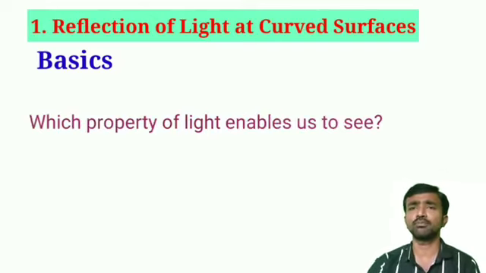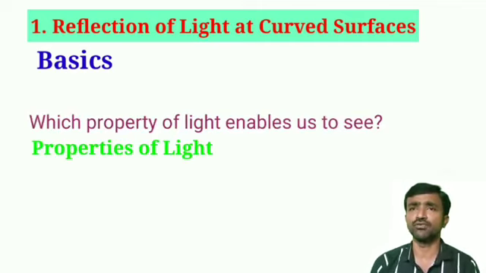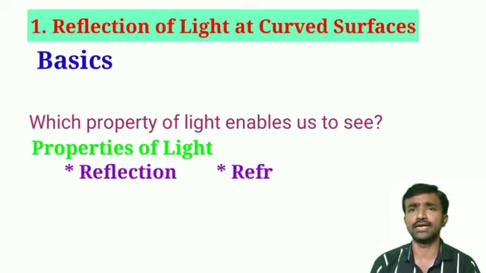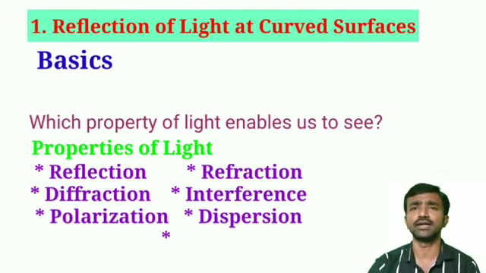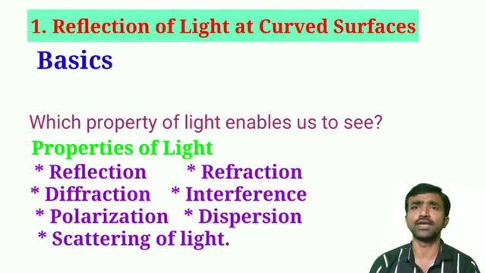Then, which property of light helps us? What are the properties of light? The properties of light are mainly reflection, refraction, diffraction, interference, polarization, dispersion, and scattering of light. So these are the properties of light.